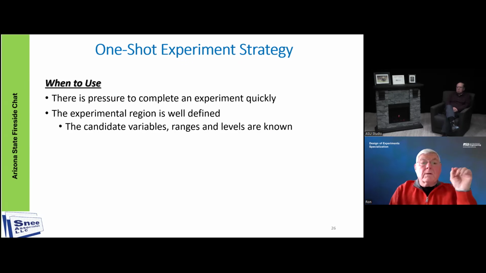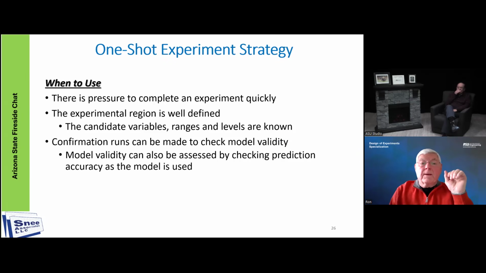Or you've got an experimental region that's well defined: you know the candidate variables, you know the ranges, and you know the levels. All of this is known, which in most cases is not, but in that situation it's all known. Confirmation runs can be made to check the model validity, or model validity can also be assessed by checking the prediction accuracy as the model is used. Sometimes you do experiments, you get the model, and you use the model to operate the process.